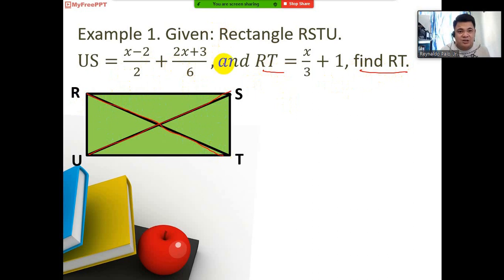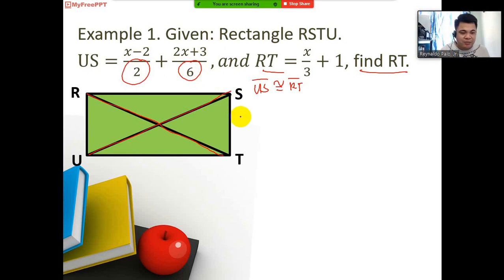So we have to state first the congruence using the property of having congruent diagonals in a rectangle. We can now say that segment US is congruent to segment RT. Afterwards, we can substitute the values for us to solve for the value of x, so that we can solve for the unknown. So substitute the values. As you can see, class, the givens are fractions. Don't worry, okay? If that's the case, I'm going to teach you the easiest way to eliminate the denominators for us to easily solve.